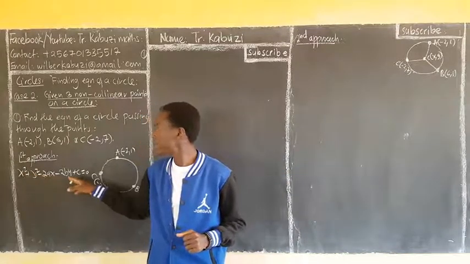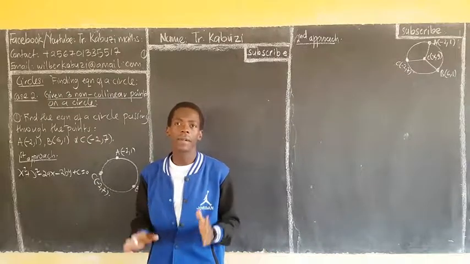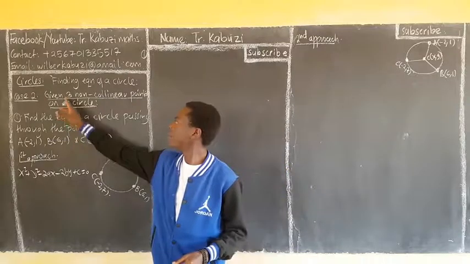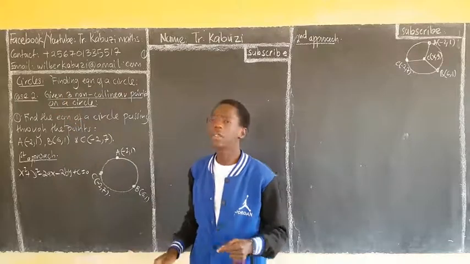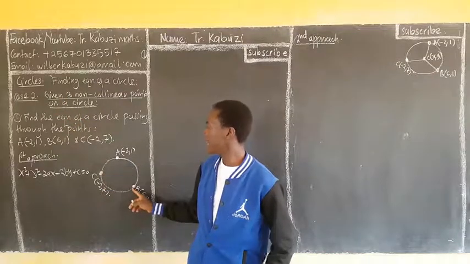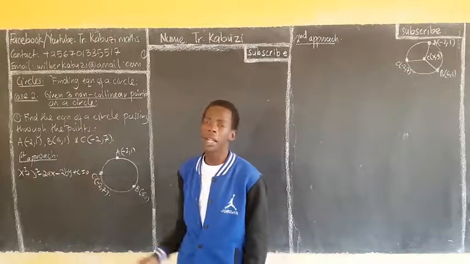Now, we know that the general equation of a circle is given by x squared plus y squared minus this. Some people use f and g, but all of them will yield the same answer. Now we are given three non-collinear points on a circle: A, B, and C. Meaning that if these points are on the circle, they are going to satisfy this equation.